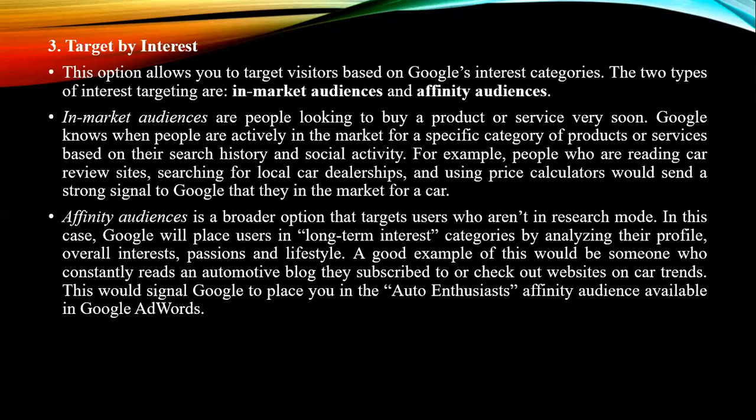So affinity audience is the people who rarely come to the particular website. They have a long-term interest. They might have a future interest in purchasing the products, not a recent one. So that is how they are going to categorize people: those who have a recent interest to purchase some products, or those with a long-term interest, who might show interest in the future. So that is the category here, in-market audience and affinity audience. So this is target by interest. Google will be suggesting the category of people you can target. So that is the third one.